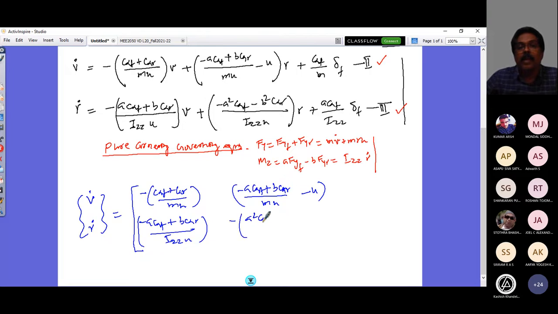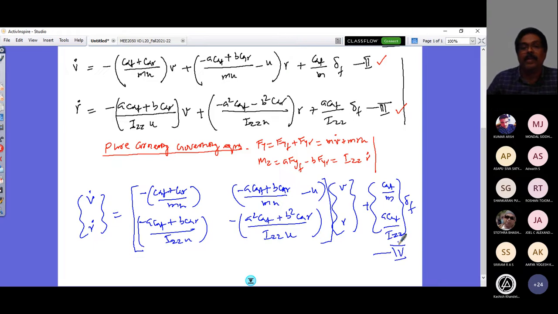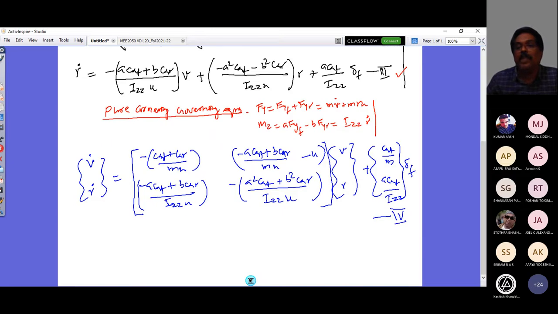I'm rewriting that looking at equations 2 and 3 written above. Minus A squared C alpha F plus B squared C alpha R by IZ is at U into V R, which are state variables, that's plus these two, if I combine it, C alpha F by M, A C alpha F by IZ into delta F. So this was equation number 4, you can witness from our previous class. And the beauty of this equation 4 is it is in an important form called state space form.